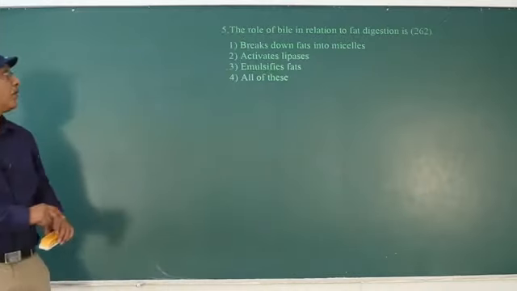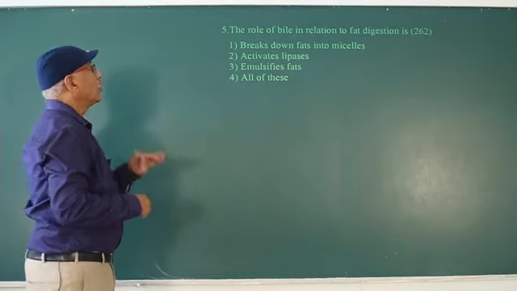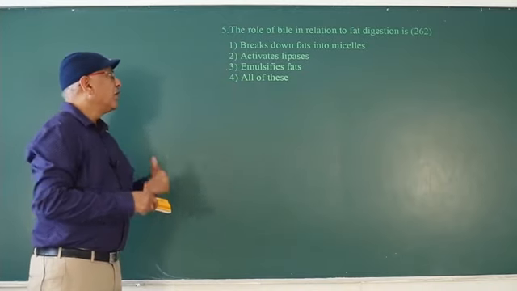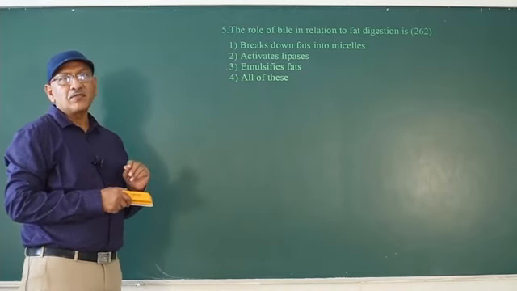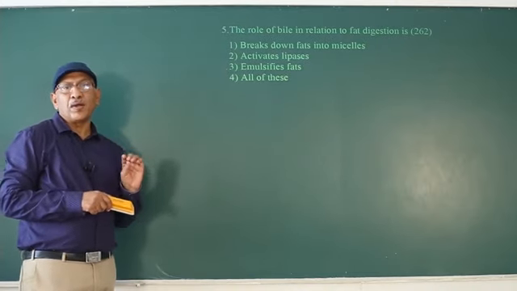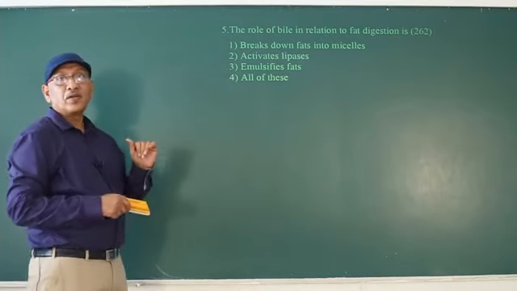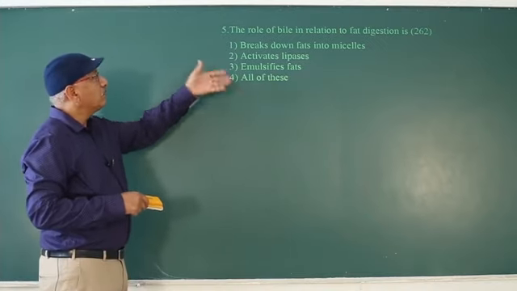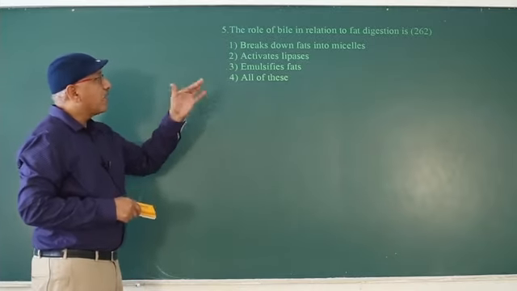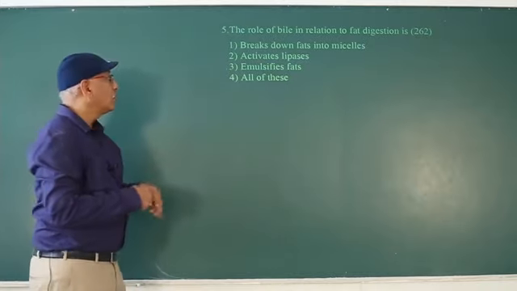Next question. The role of bile in relation to fat digestion is to break down fat into micelles. Micelles means emulsified fats. What is emulsification? Conversion of complex fats into fat in the form of minute droplets, that is, complex triglycerides converted into simple triglycerides. That is emulsification. Bile juice also activates the lipases. So all of these.